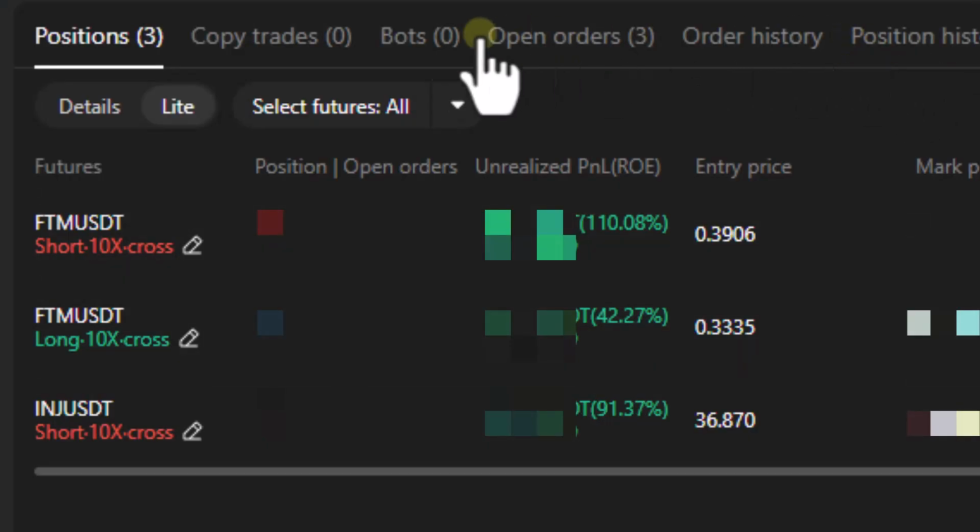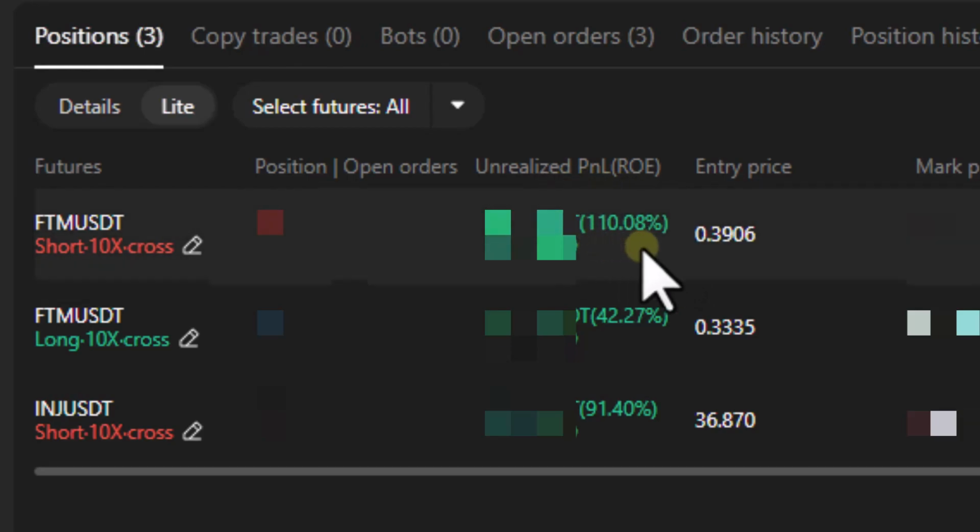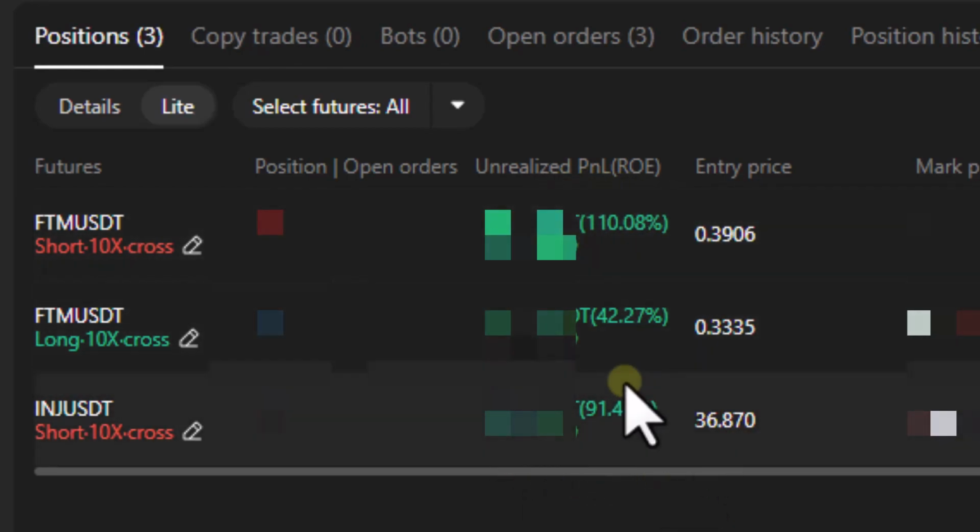Here I am showing my trades that I made a couple of days ago. The Phantom short has increased. I think this was about 75% yesterday, and it's gone to 110%. And the Injective trade might have been about 50% yesterday, and that's now increased to 91%. So that's really good.